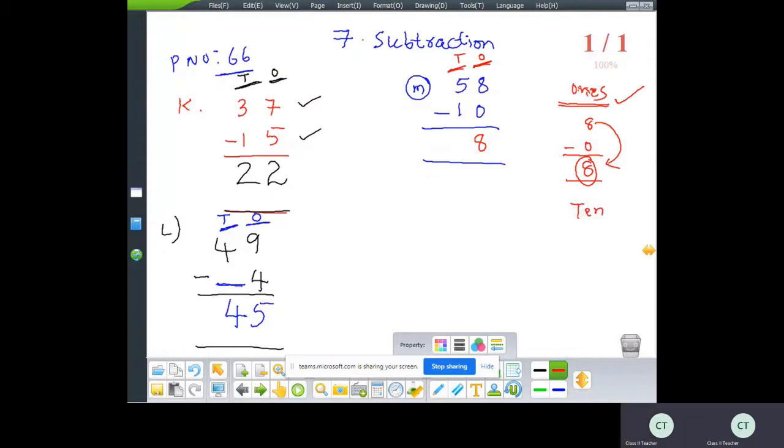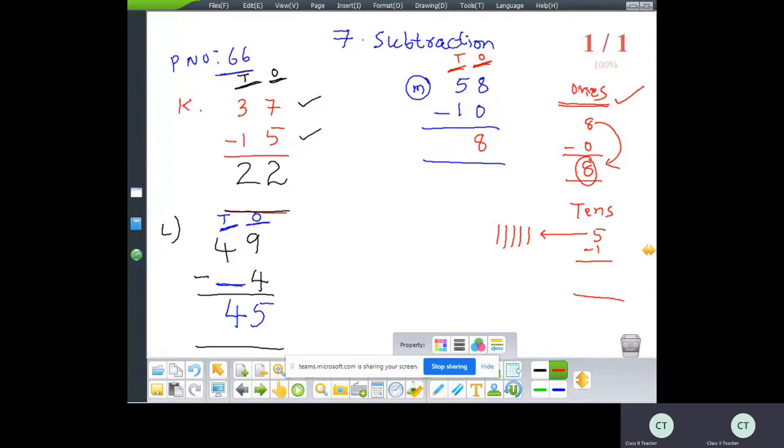5 minus 1. The digits in the 10th place are 5 and 1. It means 1 is subtracting from 5. Here 1 is the smaller number, 5 is the bigger number. Subtraction means we subtract a small number from a bigger number. Here 5 means draw 5 lines: 1, 2, 3, 4, 5.